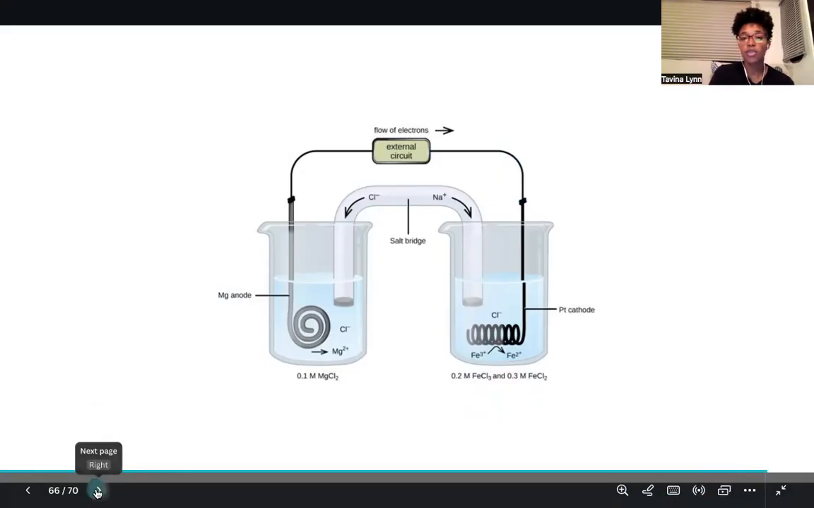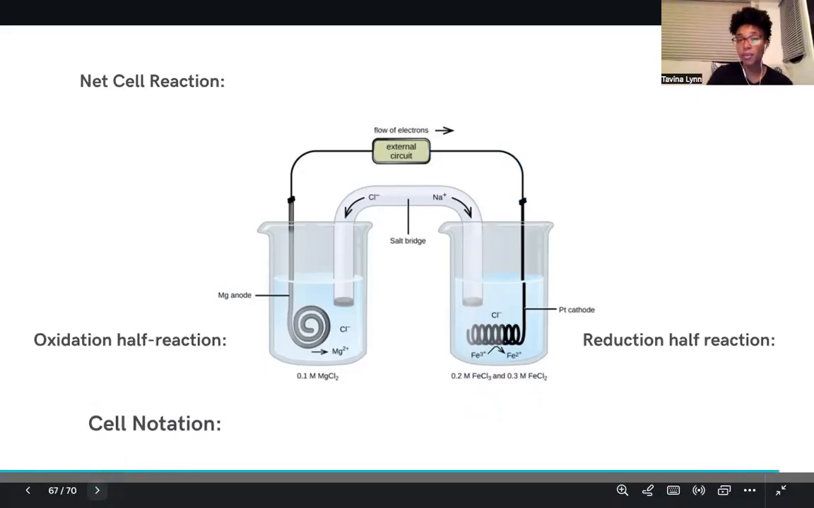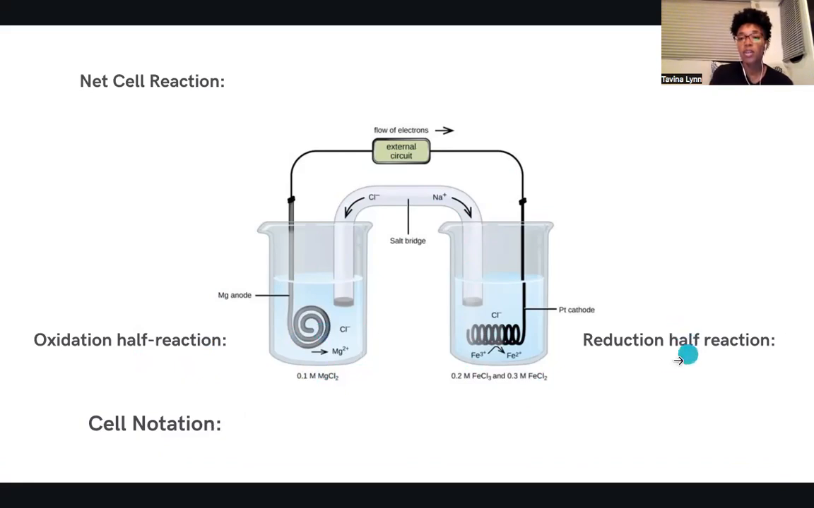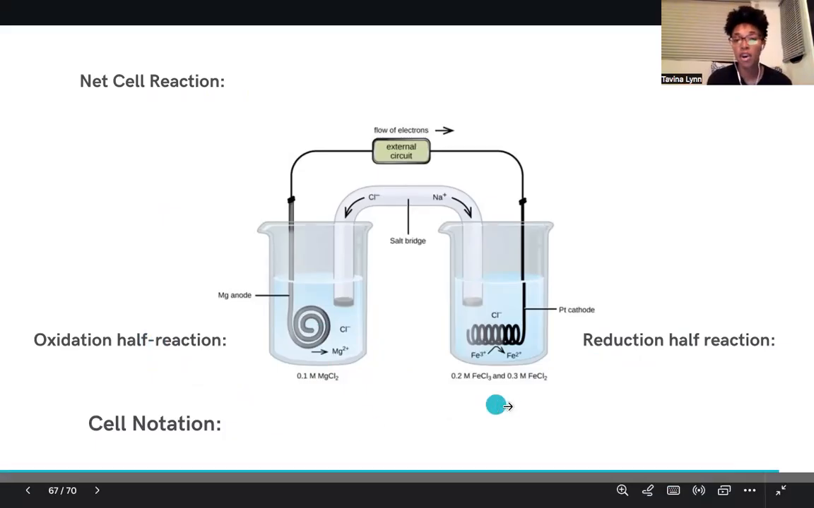I want you to pause this video and write all of the following. You're going to write the oxidation half reaction and the reduction half reaction. The sum of these will give you the overall net cell reaction. So you can think of this as the oxidation half reaction plus the reduction half reaction, added together, gives the overall redox reaction. And then I also want you to write the cell notation. So let's look at it together.